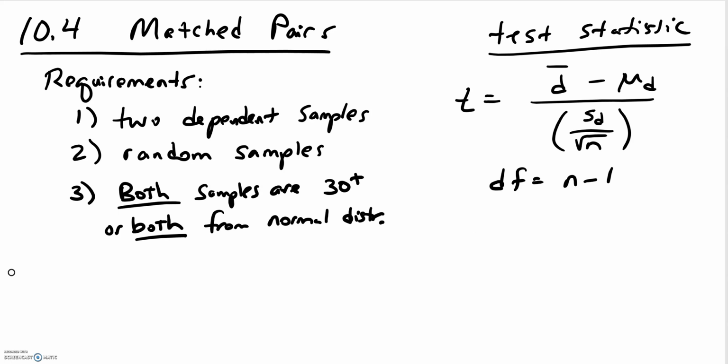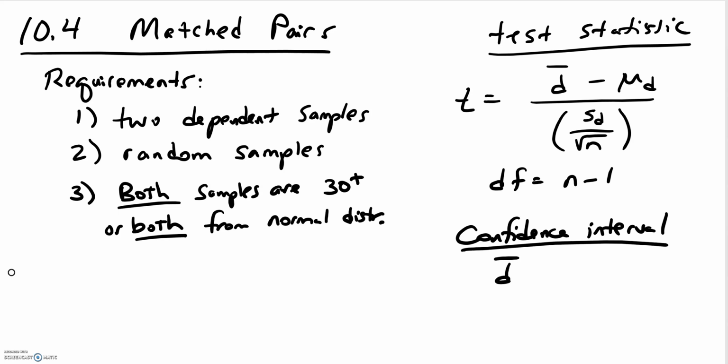And we'll also have confidence intervals to look at. We might want to make an estimate. The formula for our confidence interval is going to be d bar plus or minus the margin of error, where the margin of error is the t-score times the standard deviation of the samples divided by the square root of n. Let's just make sure now you remember how to use your calculator.